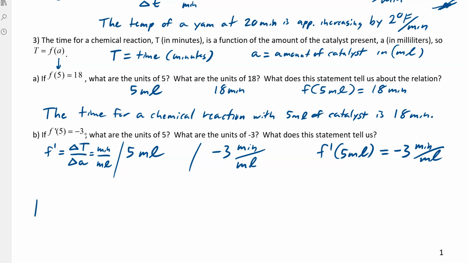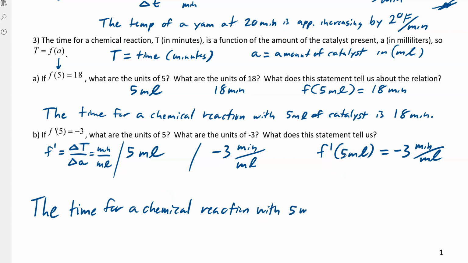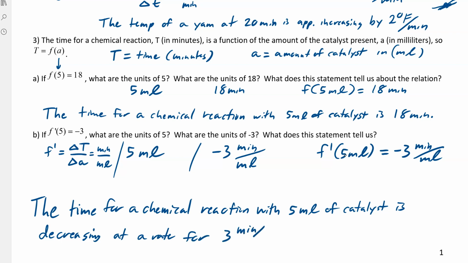And so we go back and we start with the same thing. So the time for a chemical reaction is, forgot the time. We completely forgot that, the milliliters. So remember, it's the time for a chemical reaction at or with 5 milliliters of catalyst is changing, or we should say decreasing, at a rate of 3 minutes per milliliter.